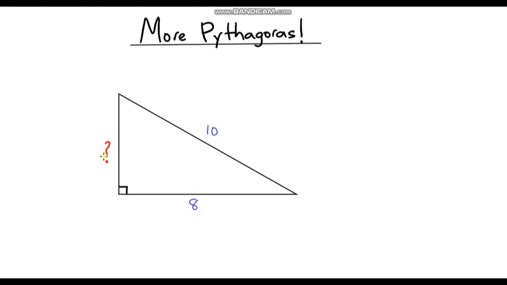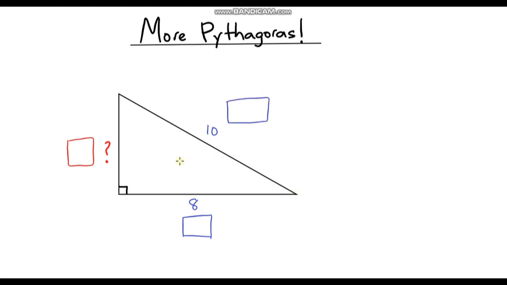So let's just remind ourselves what Pythagoras' theorem states. With any right angle triangle, if we square each of the shorter side lengths and then add those two values together, that will give us our hypotenuse squared. So with this particular example, if we were to square this side length and then square this side length down here and then add these two values together, that will give us our hypotenuse squared.